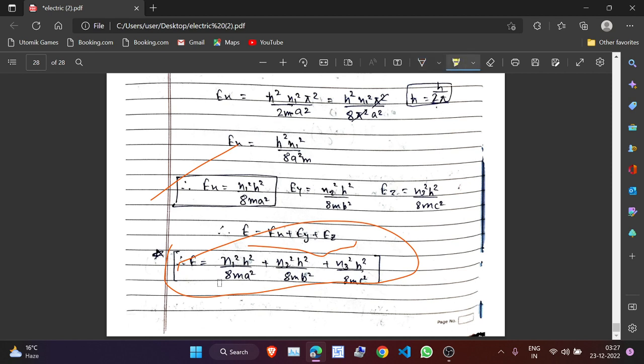So in this way we have studied all the quantum mechanics of engineering physics for computer science.